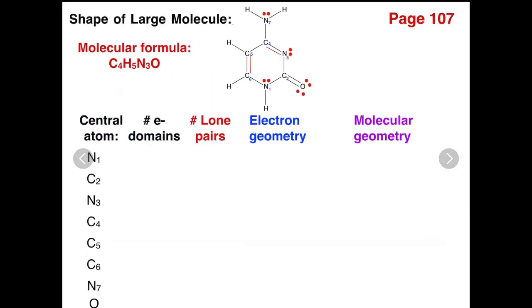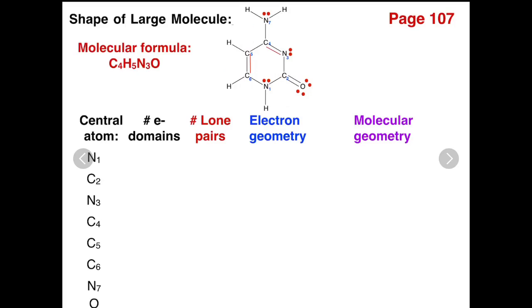All right, so the next thing we're going to take a look at is the shape of the large molecule. So we're going to look at an organic compound that looks like this. What is an organic compound? Well, an organic compound is a molecule containing carbon and hydrogen, right? Especially carbon. So in this case, this is huge, right? So how can we determine the shape of the molecule?